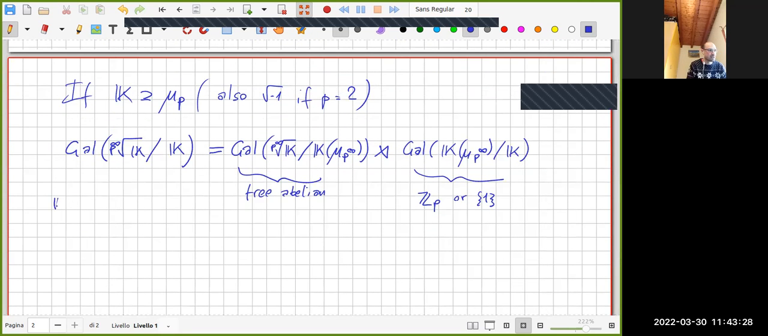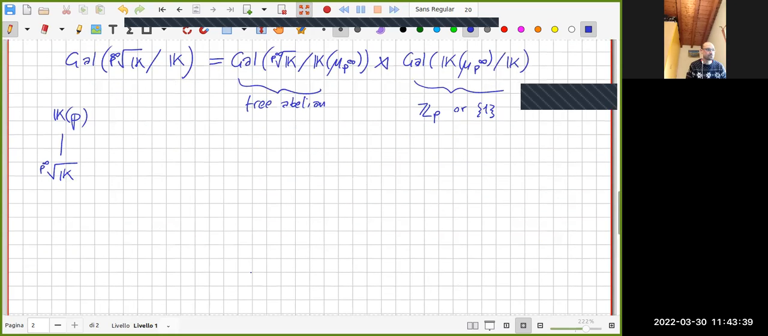So we have the maximal p-extension, then the maximal p-radical extension, the p-cyclotomic extension of K, and the base field K. So this is either procyclic or trivial. This is free abelian. And now, what is this?